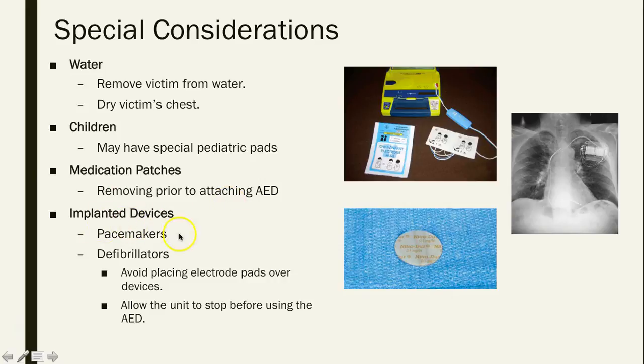Also, you want to look for implanted devices like a pacemaker. This is a pacemaker in someone. Avoid using electrode pads over that device. So if you have someone who has a pacemaker, don't put it directly over that. Switch sides. Allow the unit to stop before using the AED. So this is going to have to be turned off, and there's a method for turning that off.